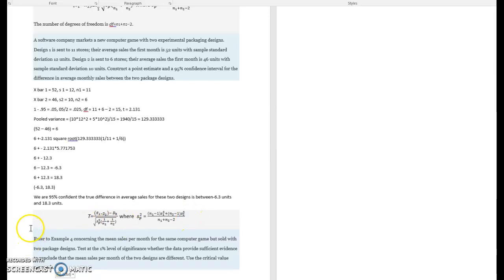For this example, let's look down here at the bottom where it says refer to example 4 concerning the mean sales per month for the same computer game but sold with 2 package designs. Test at the 1% level of significance whether the data provides sufficient evidence to conclude that the mean sales per month of the 2 designs are different. Use the critical value approach.